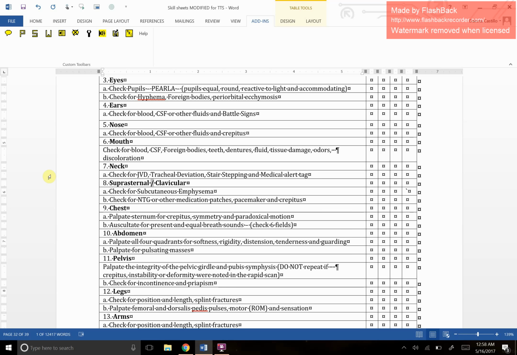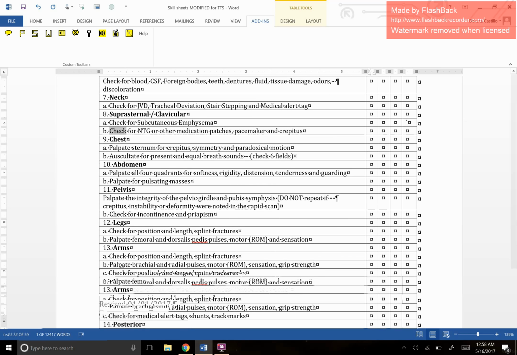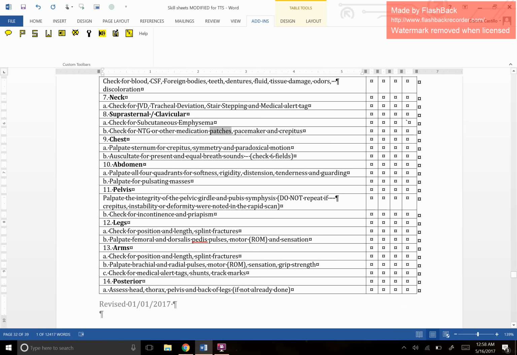8. Suprasternal/clavicular. A. Check for subcutaneous emphysema. B. Check for NTG or other medication patches, pacemaker, and crepitus. 9. Chest. A. Palpate sternum for crepitus, symmetry, and paradoxical motion. B. Auscultate for present and equal breath sounds, check 6 fields.